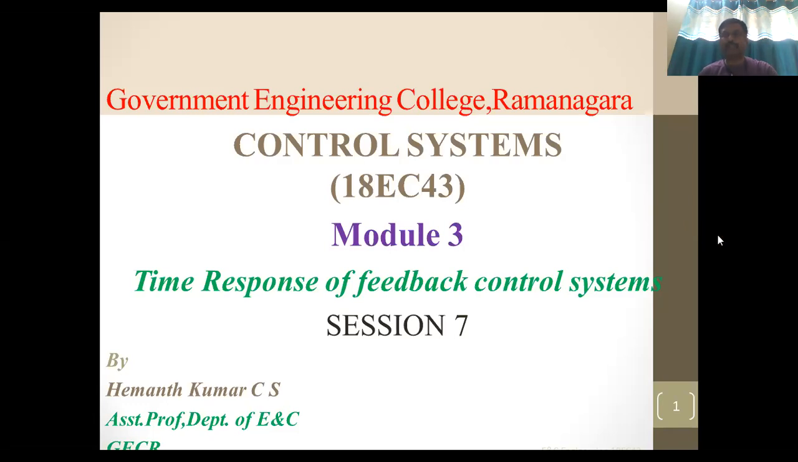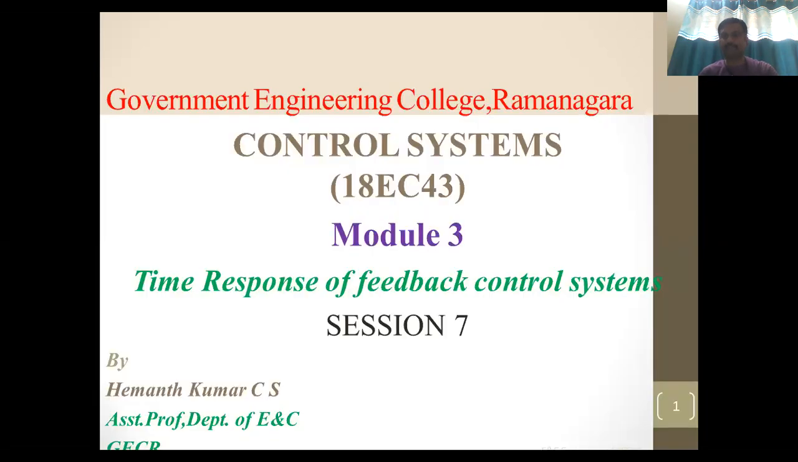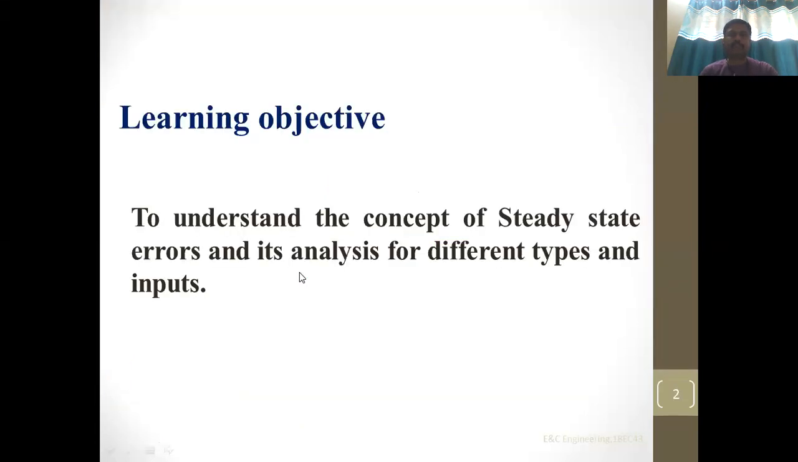Is it okay? Now we shall understand these parameters in detail with this session 7. Now first, let me begin with steady state error analysis. Now learning objective is to understand the concepts of steady state errors and its analysis for different types and inputs.